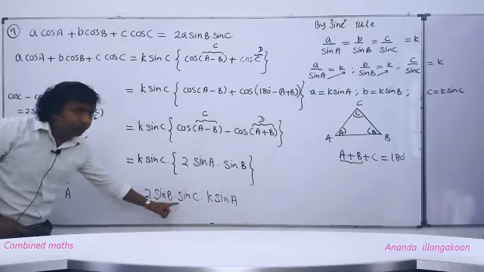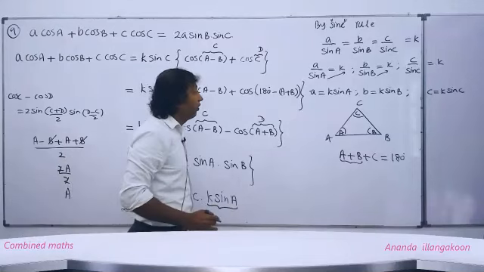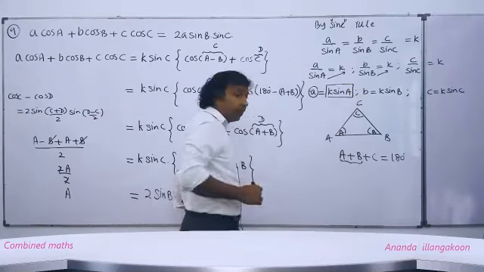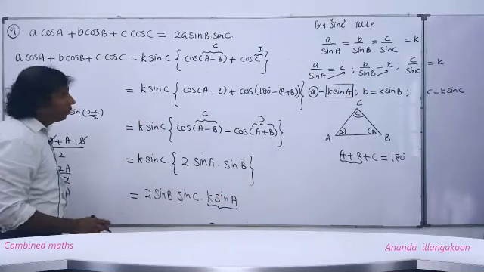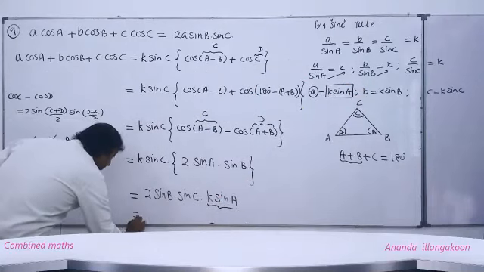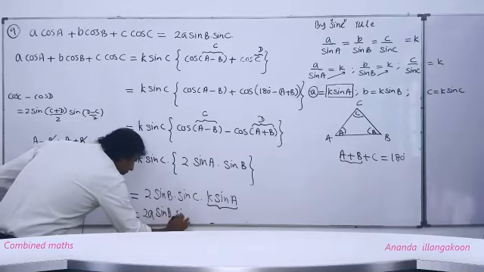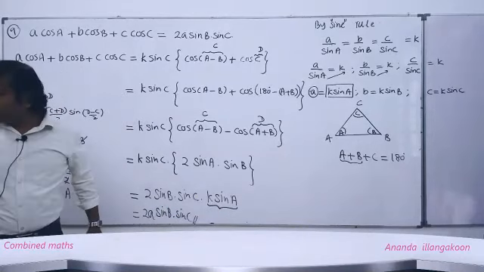The same terms I got here. People, but what is this K sine A? You can see here, K sine A is a. So substitute for this K sine A, a simple way. Then what do you get? 2a sine B sine C as the answer. That answer is coming. Long process, people.